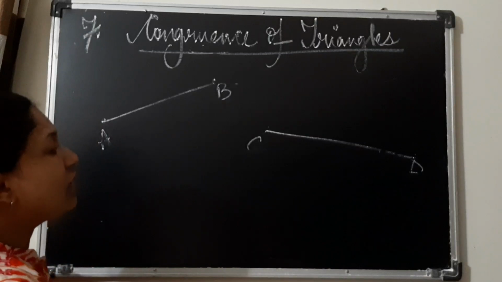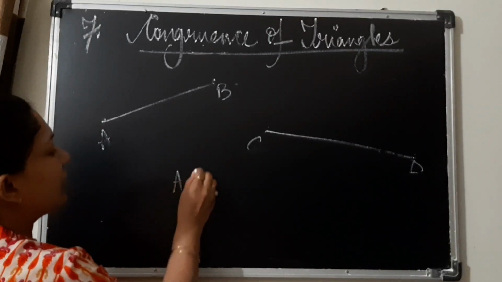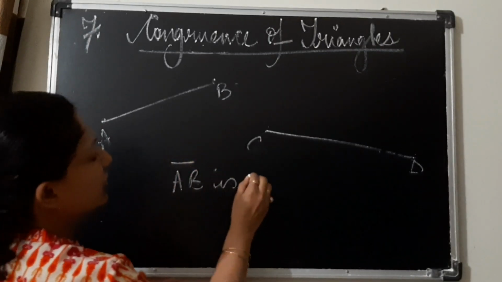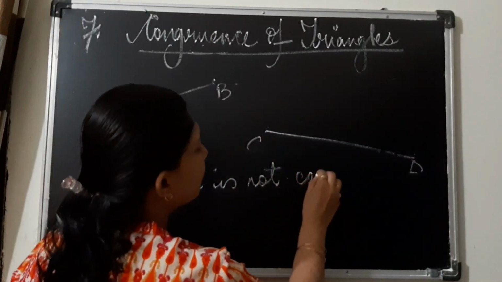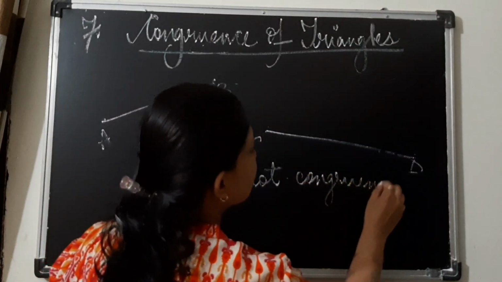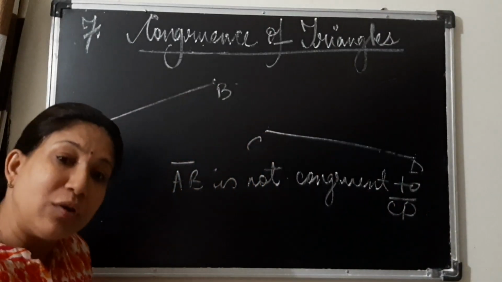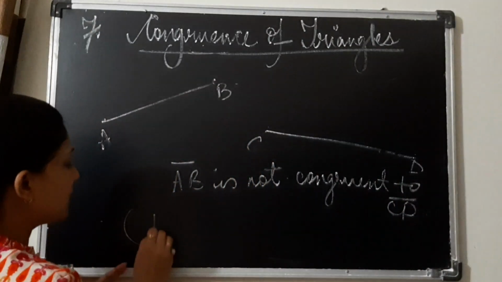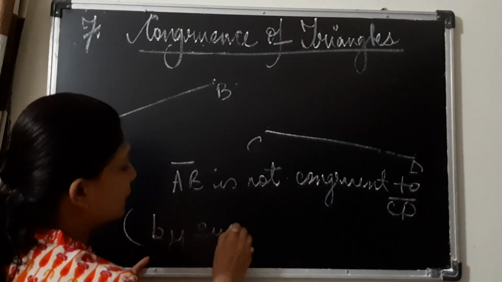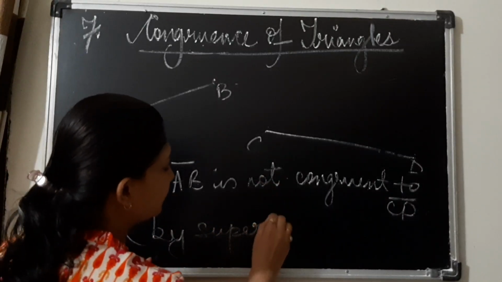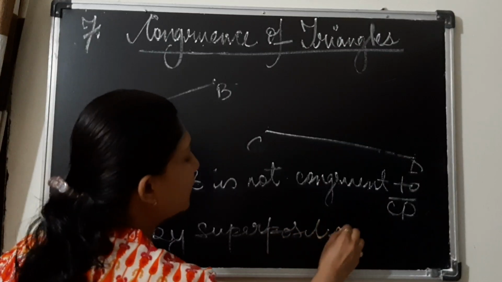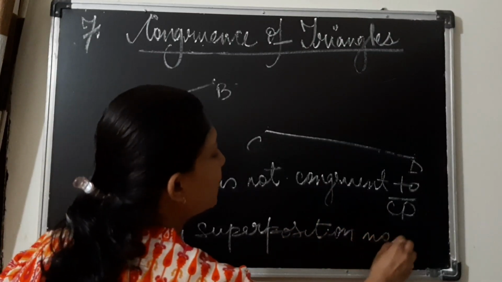That means here you can say that line segment AB is not congruent to line segment CD. And how did we get that? We have done this by the superposition method. Okay, this is called the superposition method.